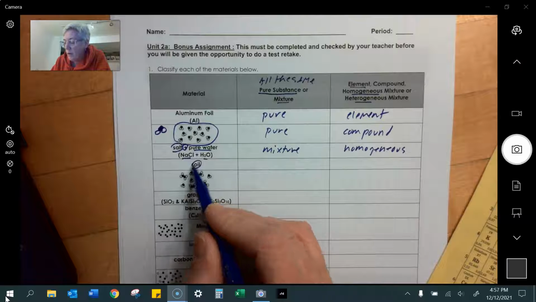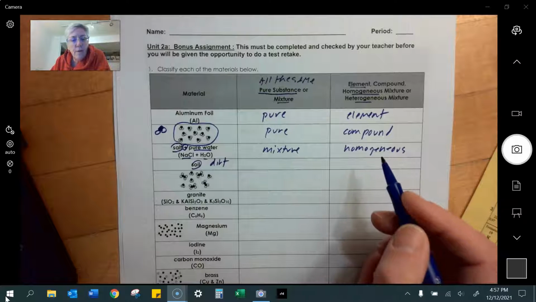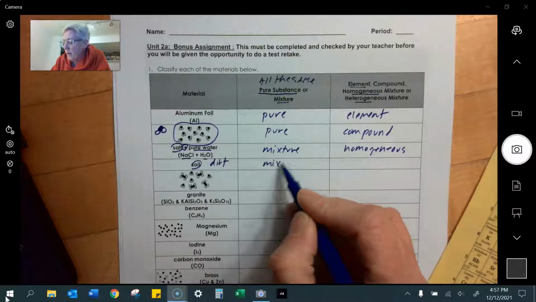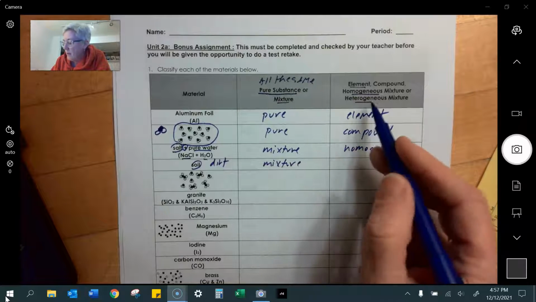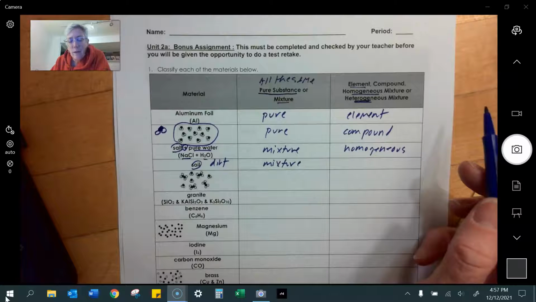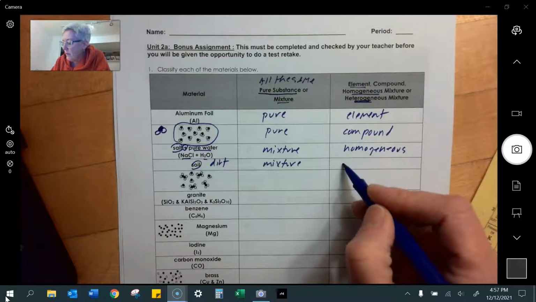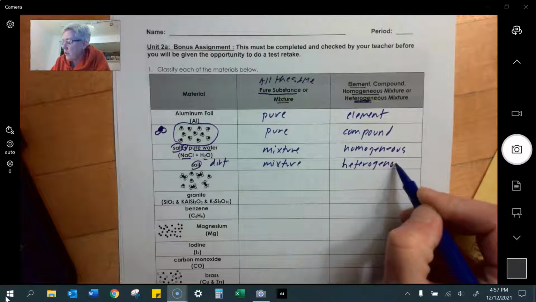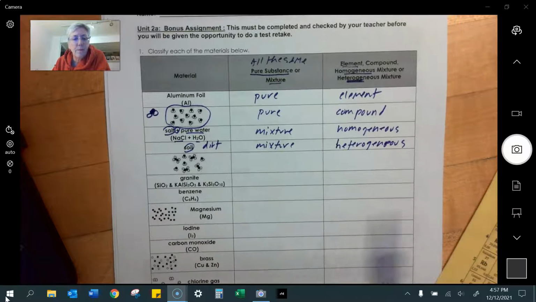All right. Soil, that's dirt. Dirt is definitely not pure. That is some kind of mixture. If you look at a handful of dirt, you're going to see a whole bunch of different particles in there. Because you can see rocks and black dirt and maybe some sand and lots of different stuff, that is heterogeneous. Heterogeneous mixture means you can see different particles in there.